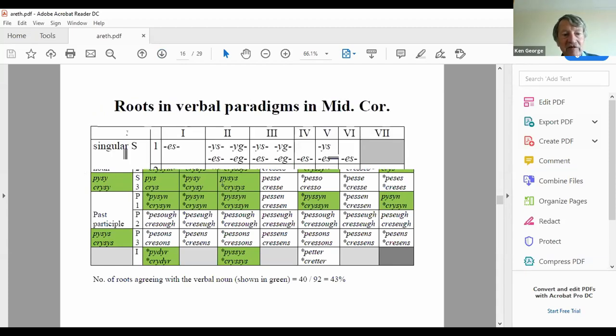Pizzy, quizzy here, pizzis, quizzis here. And we find that 40 out of the 92 different entries here, that's 43%, correspond to pizzy, quizzy, but the others do not. I've also taken the precaution of putting stars against all the forms which are actually not found. Hardly any of them are found. So this is very much a theoretical paradigm.